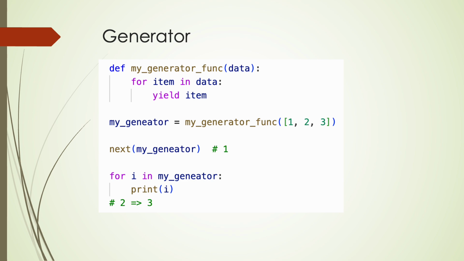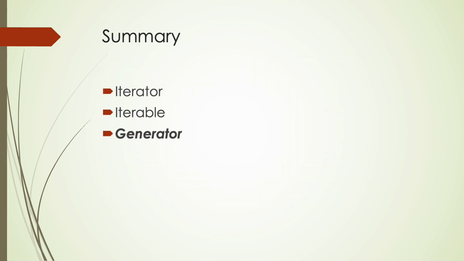As demonstrated in this example, the code is much simpler with a generator to create an iterator that is iterable, and it works in exactly the same way as in the previous example. In this video, we introduce the technical details of iterators, iterables, and generators with simple examples, which can help understand the core concepts of them and the key differences between them.